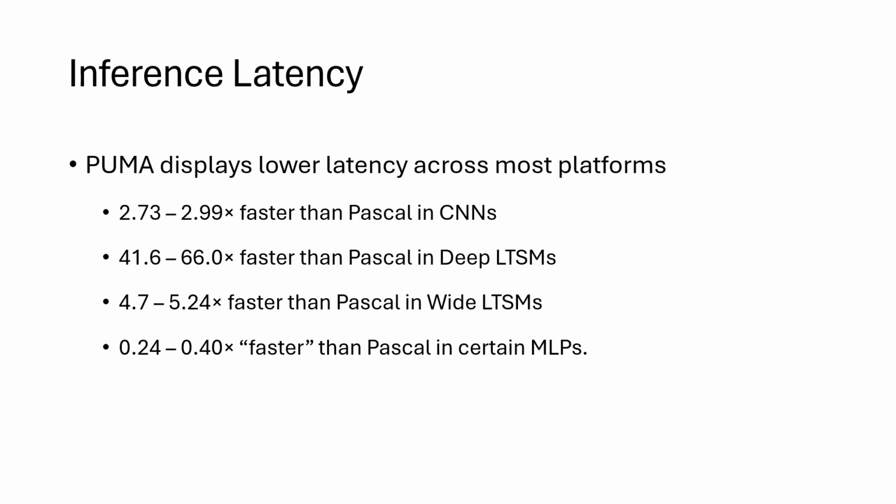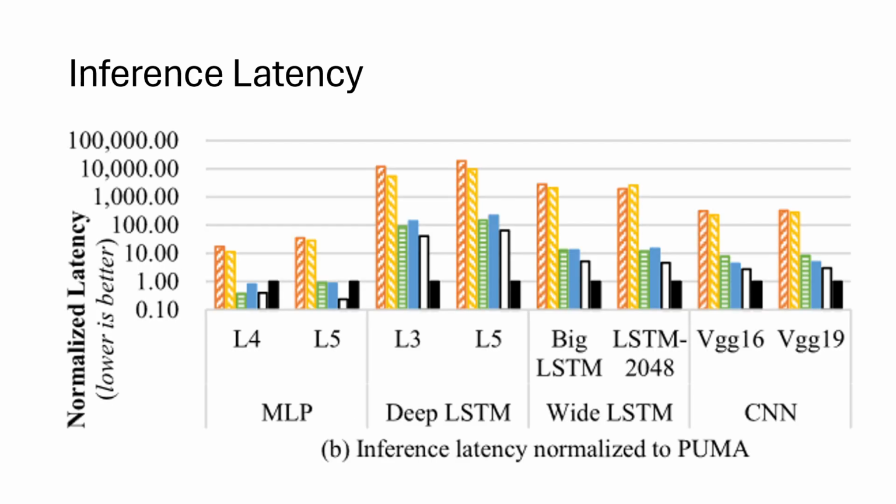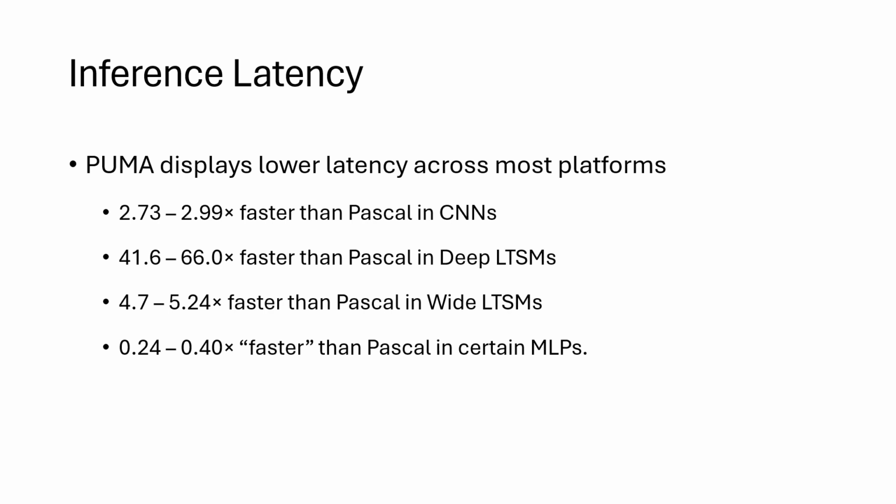Next is inference latency. Puma displays lower latency across most platforms. The exclusion are certain multilayer perceptrons on some GPUs. This is because multilayer perceptrons have no interlayer parallelism for spatial architecture pipelining to exploit. So it's 2.73 to 2.99 times faster than Pascal in CNNs.